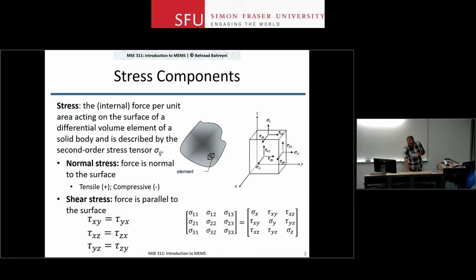But for shear stresses, I need to specify what is the plane that I'm applying the stress in, and what is the deformation that I'm looking at. So for example, tau xy in that matrix that you see on the slide, it means that the stress is acting in the y direction, but normal to the vector in the x direction. Okay?